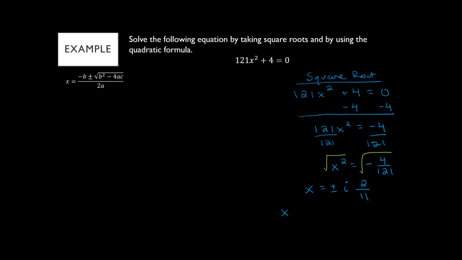So if I were to write this as two answers, we could write this as 2 over 11i because the positive, or -2 over 11i. If you're asked to write it as a set, what you'd be doing is putting curly braces around it. So if it says to give the answer or the solution set, you need to put it in curly braces to indicate that it's a set.